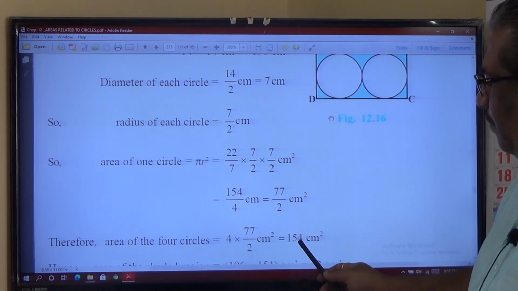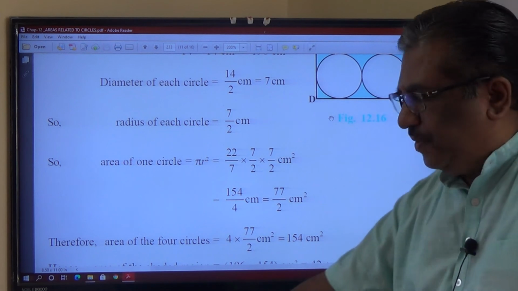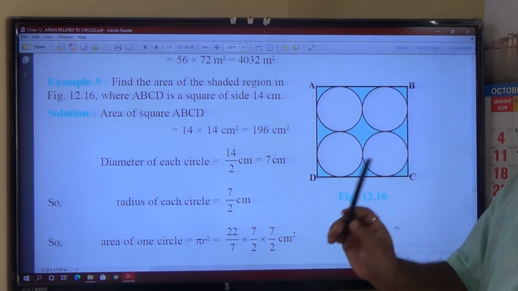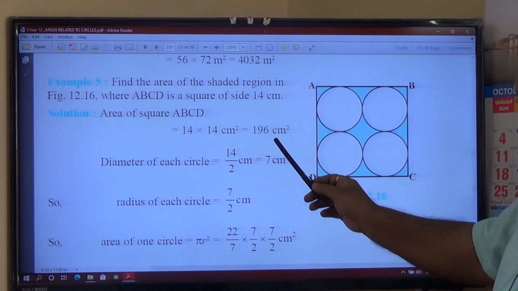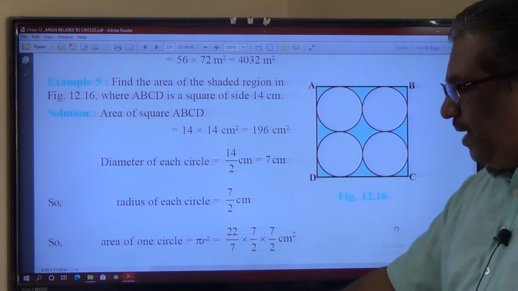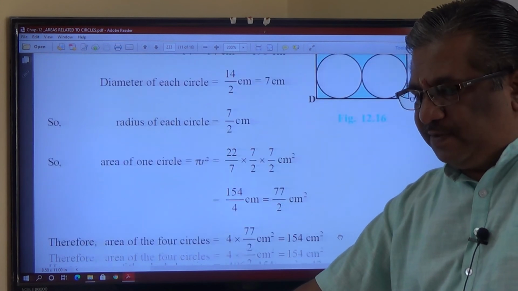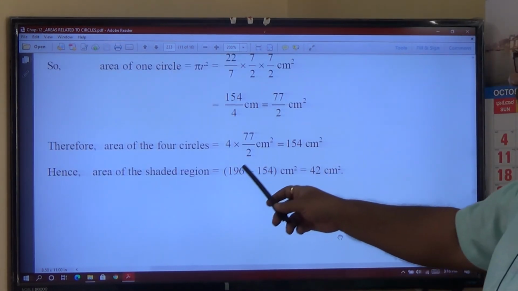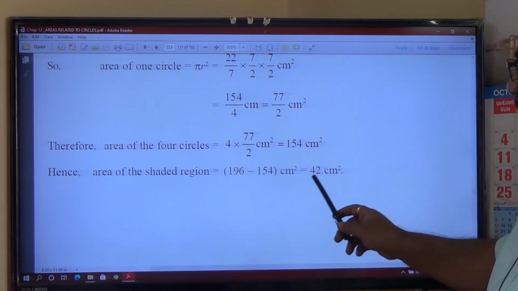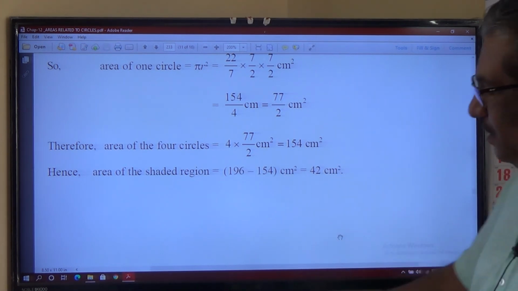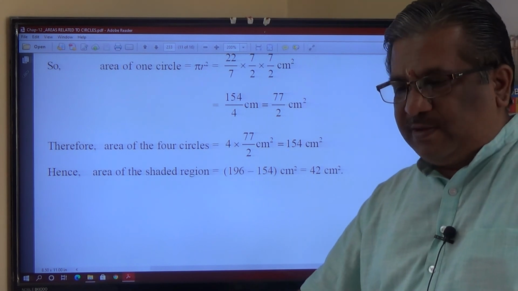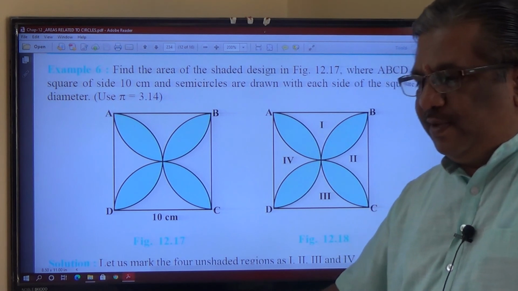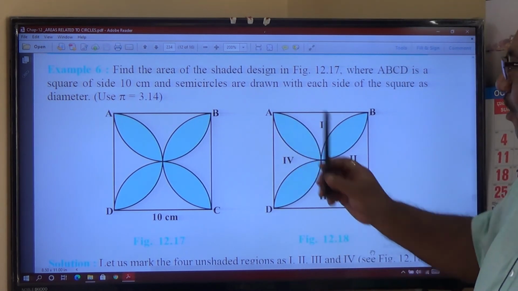So this 154 square centimeter is the area of how many circles? 1, 2, 3, 4. What is the area of the square? 196. So 196 minus total area of the circles, 154, gives you the area of the shaded region. 196 minus 154, which is 42 square centimeter. This is a simple one, and therefore I am not solving on the board, just explaining this. Now this is very interesting and we will try to solve this on the board now.